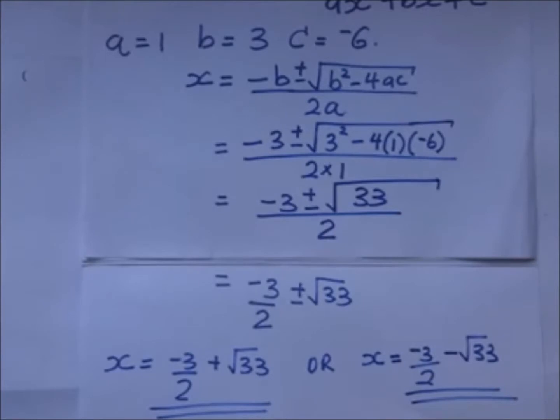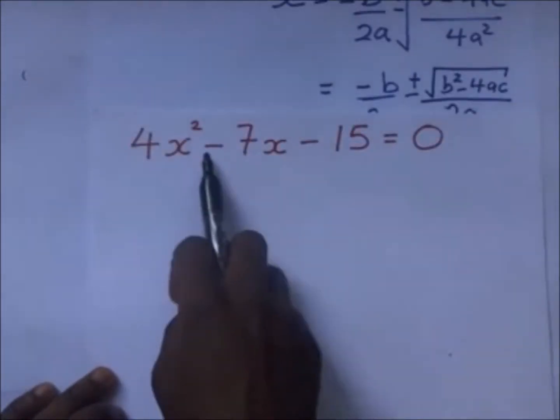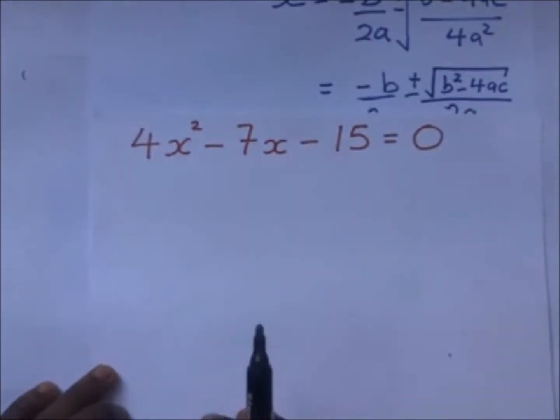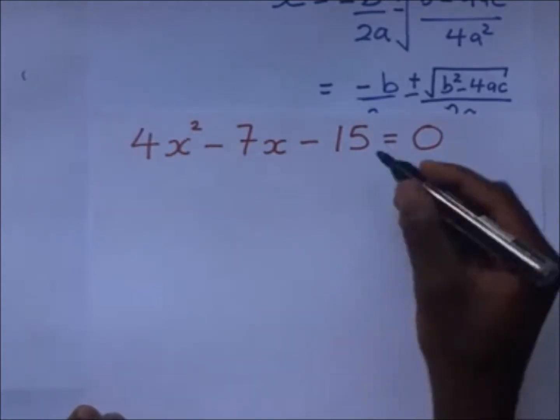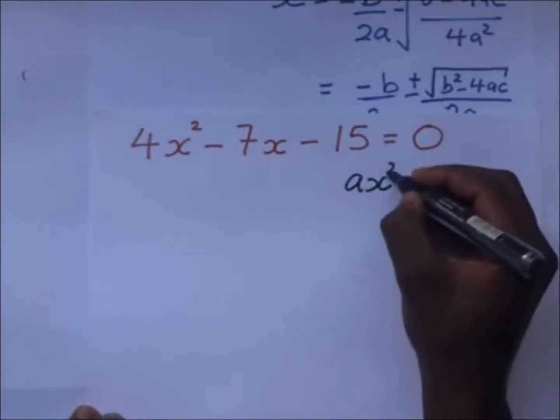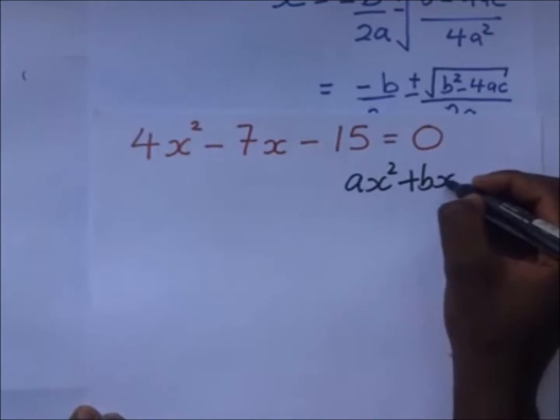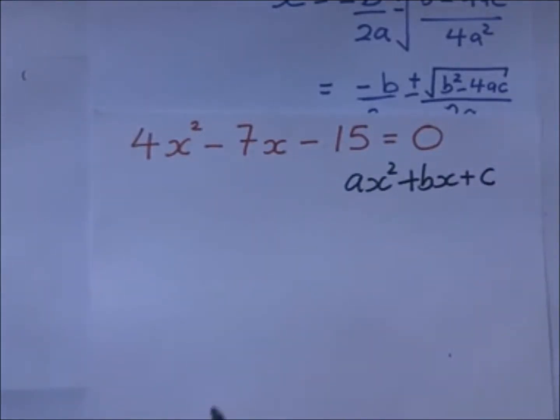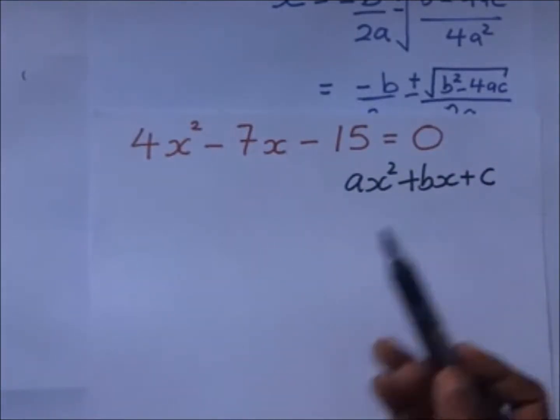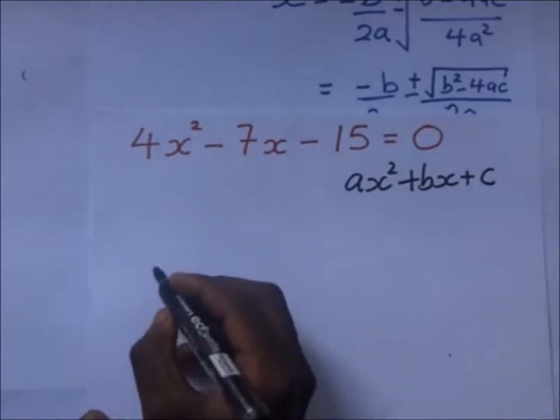Let's go ahead and solve the next. We have 4x squared minus 7x minus 15 is equal to 0. Again, we are going to rearrange it in this form. It's supposed to be in this form, ax squared plus bx plus c. But right here, it's already arranged in this form. So what we do, we are just going to substitute into this formula.